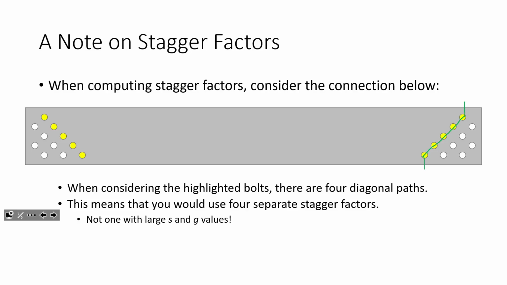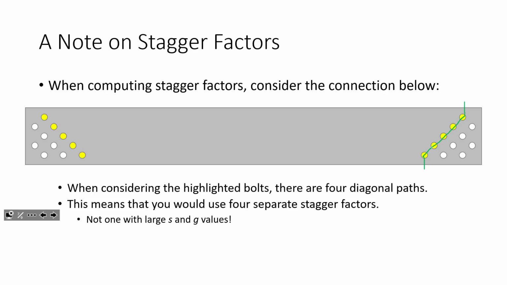How many stagger factors do you have? Let me ask you another way. Do you have one big stagger factor or 4 tiny stagger factors? The answer is you use 4 tiny stagger factors. The stagger factor expression is S squared over 4G, right? So mathematically, you can't just use one big S value and get the same effect as 4 little s values. It doesn't work that way because it's quadratic, okay? So in this expression, you'd have the gross area minus 5 bolt holes plus 4 stagger factors.